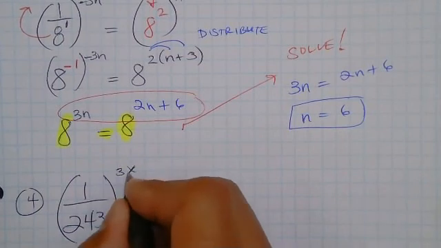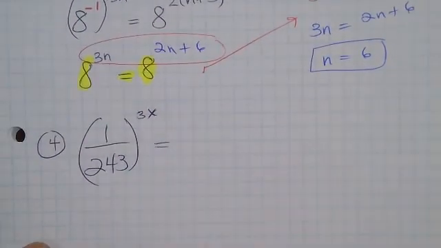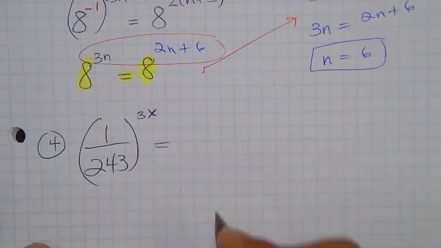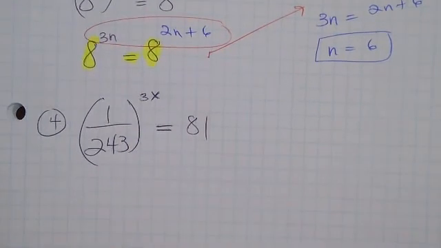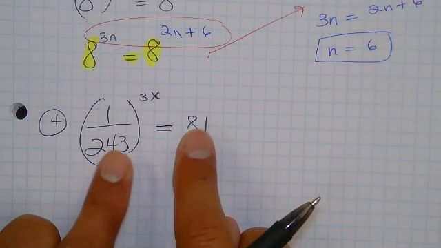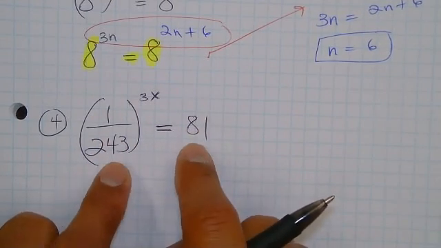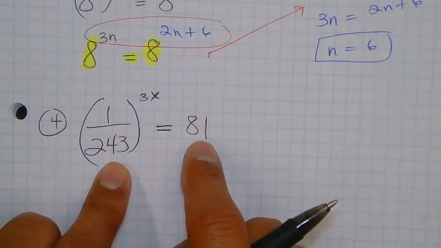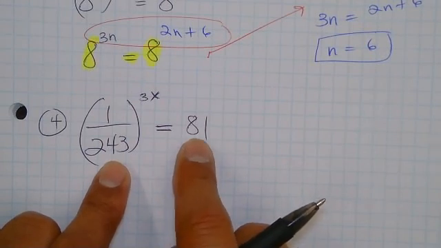1 over 243. I know you've seen that number before. To the power of 3x is equal to 81. Oh, I like this one. None of these are giving you a hint of what the base is. What is it? It's going to be a number smaller than 81 and smaller than 243. How about 9? Doesn't 9 go into 81?